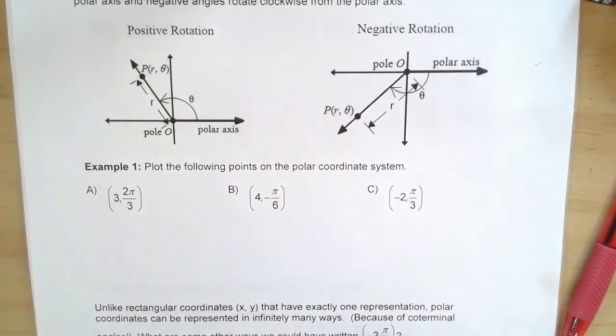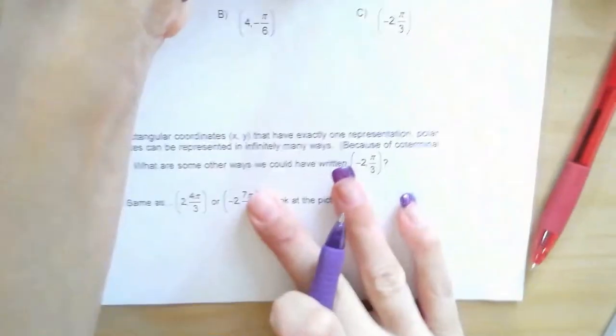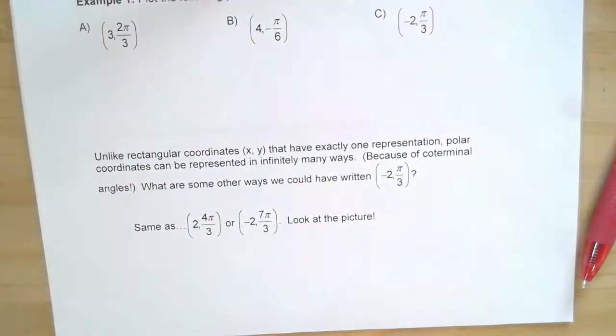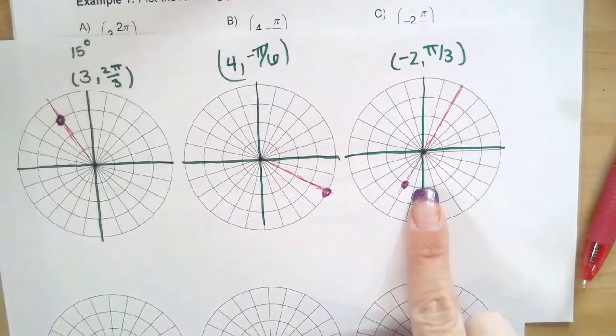All right, so next, we discussed how rectangular coordinates x, y have exactly one representation. So if I did the point negative 2, 1, there's only one spot that I could do negative 2, 1. But if you look at a polar coordinate, it can be represented in infinitely many ways. So I'm going to show you that right now. So negative 2, pi over 3, right? We have it right here.